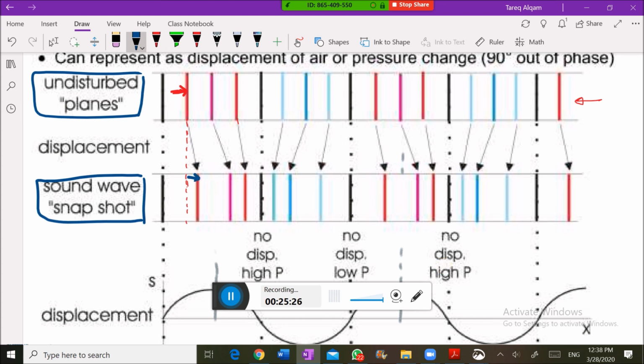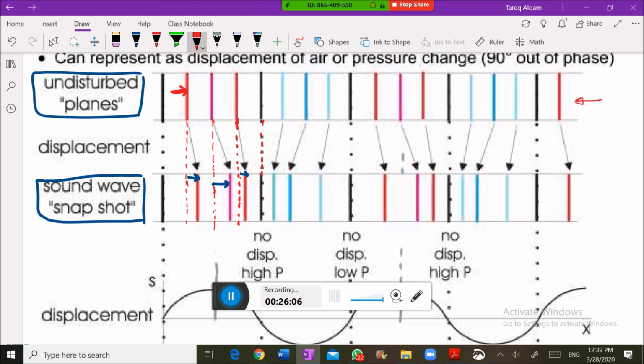Let's take the second one. The dashed line, guys, that I draw is the undisturbed position. This is the displacement for, let's say, the pink one or the purple or whatever. Then this one, this is the disturbance. Here we don't have any disturbance or any movement of the plane.